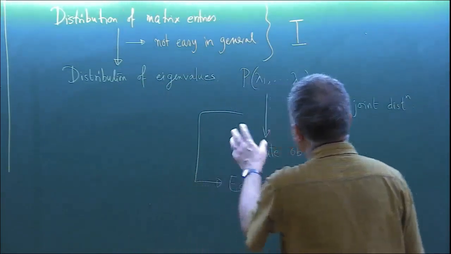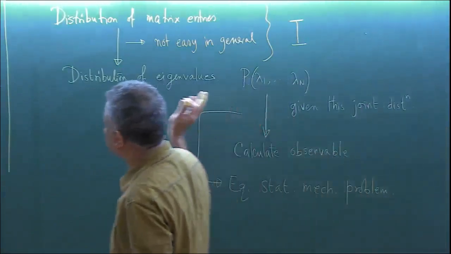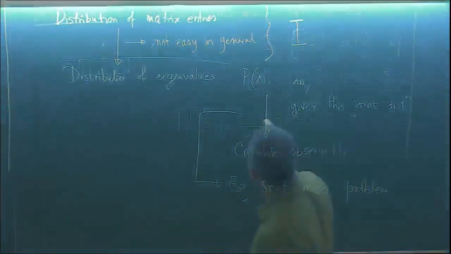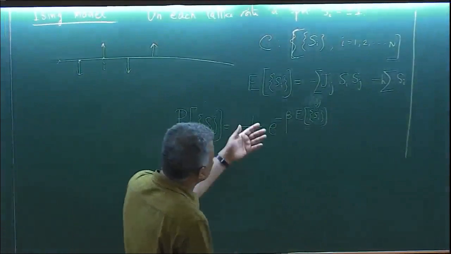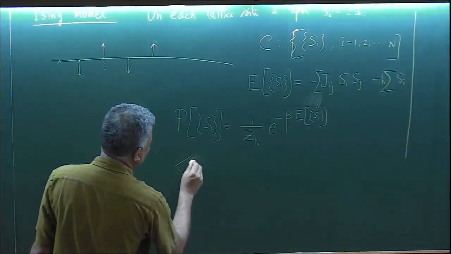So the equilibrium stat-mech problem starts from this, basically. We know explicitly the probability of a configuration, which Mr. Gibbs has told us. And then we try to compute things. For example, in the Ising model, you might want to calculate the correlation function.